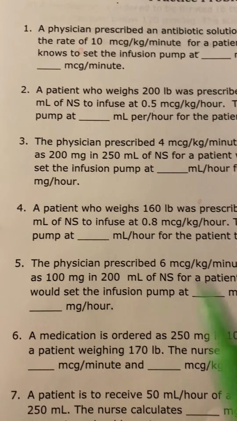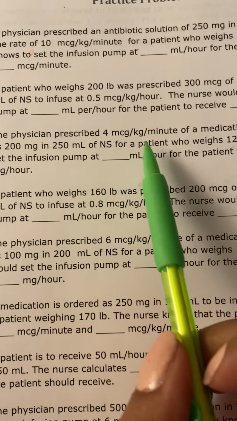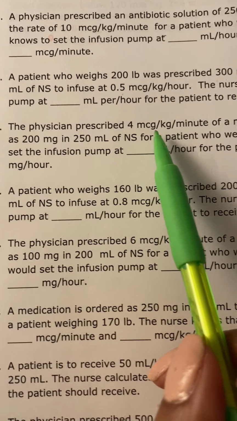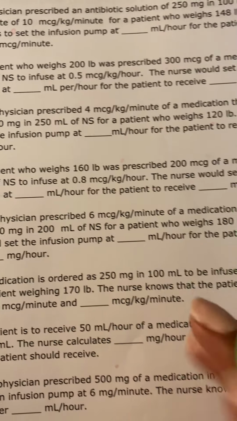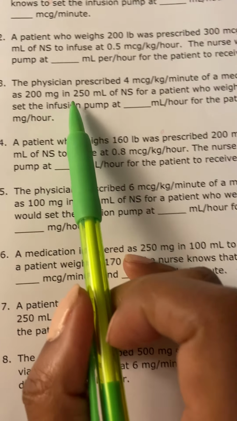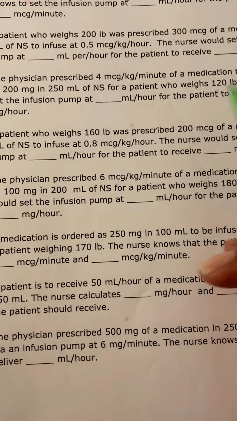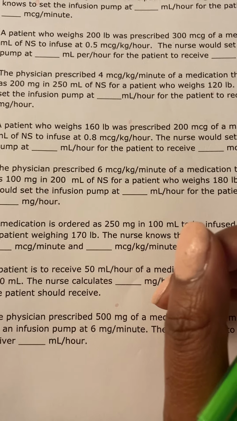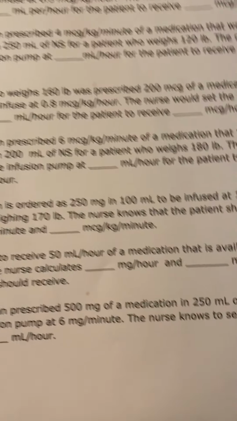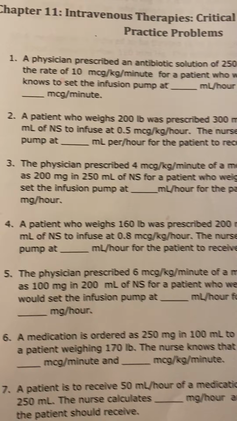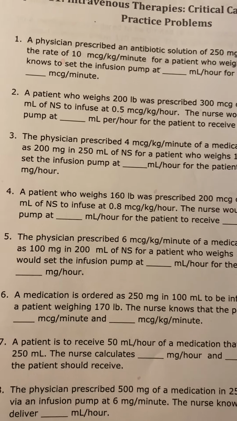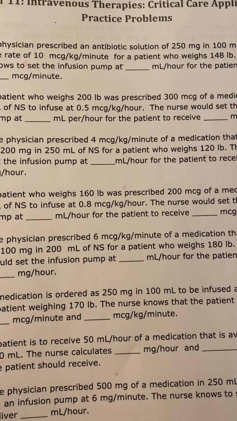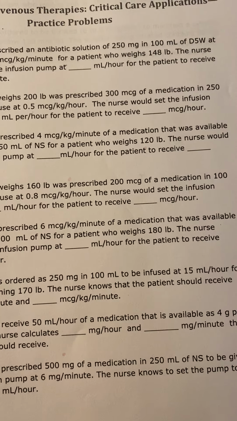All right, the same will be for number 3 as well. You write down what you have as far as what you need, which is the 4 micrograms per kilogram per minute. I will write down the 200 milligrams as well as the 250 milliliters. And the patient weighs 120 pounds. So it will be the same as number 1. I want you to be able to practice it. And let me see if 4 is any different.